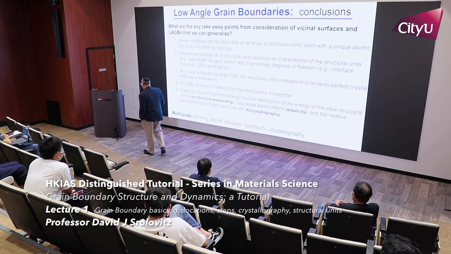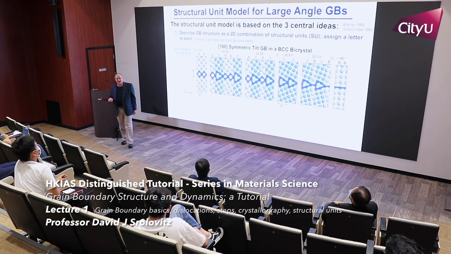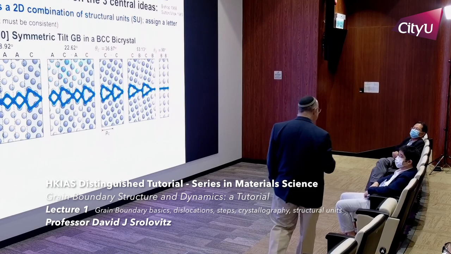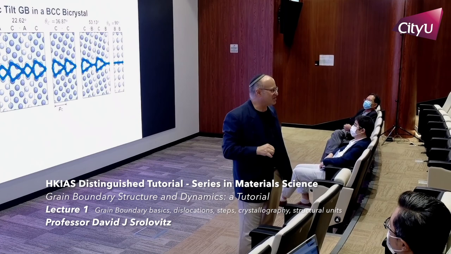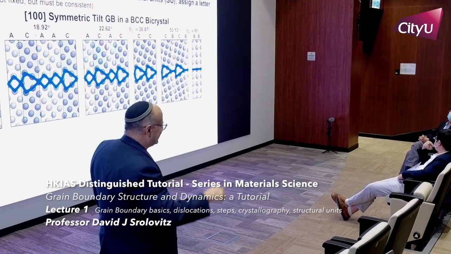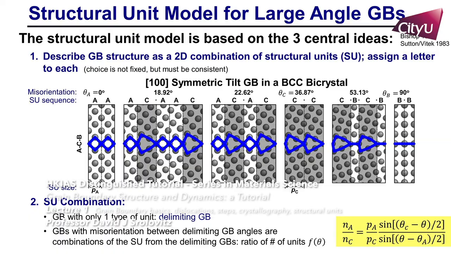Okay, so I will now describe for you how to do high-angle grain boundaries. I'm going to use exactly the same ideas. I'm not going to go through a lot of detail, but I'll try to show you that the ideas are exactly the same as in low-angle boundaries. The structural unit model dates back to the 70s or 80s, depending on which papers you'd like to reference. You're always one of the Bishop in 1968, but he just had a simple idea.